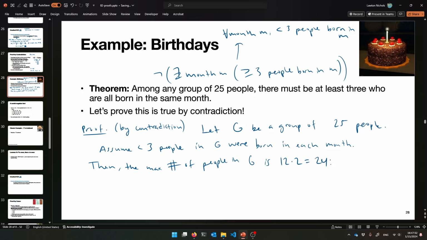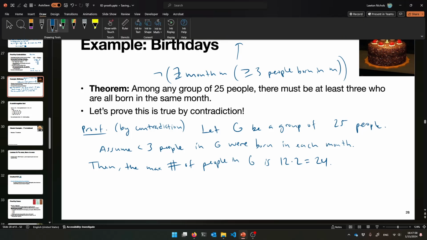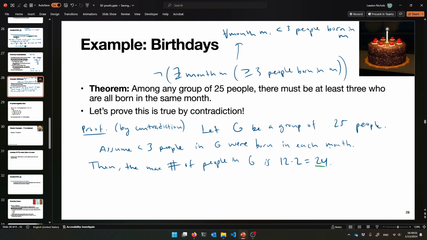We've just shown that the maximum number of people in G is 24. Whatever 25 is, the size of the group, that better be less than or equal to 24. That's essentially what we just proved. You see that? And that's a contradiction. Some people legitimately write in their proof, contradiction, exclamation point. See how this is not true? We've just derived that false is true.